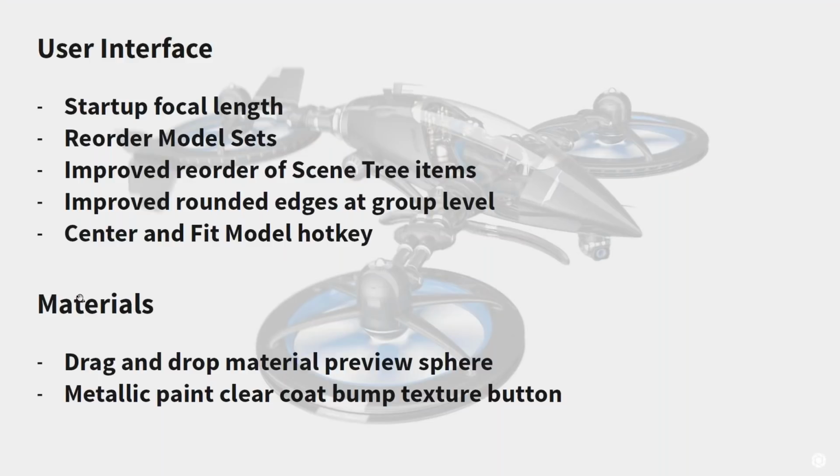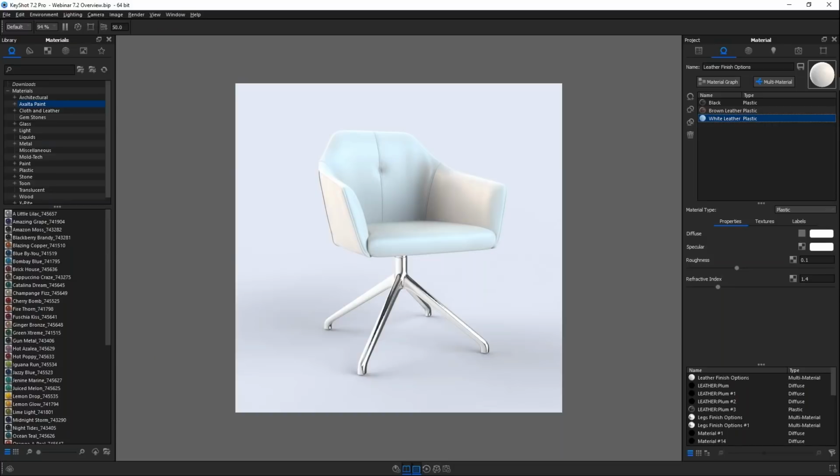And then another one here, metallic paint has a clear coat, which is a nice little feature that we added for KeyShot 7. But to extend that, we've got a clear coat bump texture button that's now added to that material type. So again, getting back into KeyShot, I really do love KeyShot's metallic paint material for creating some complex finishes.